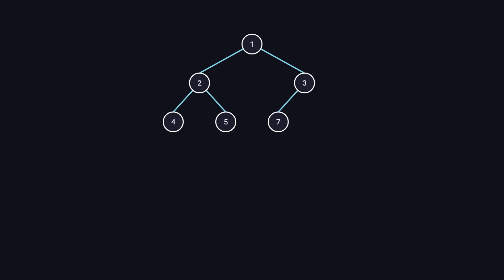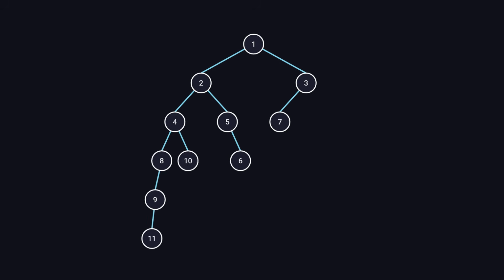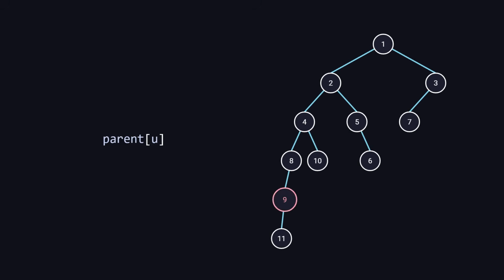Now, how do we actually solve this problem? The first idea you might have is pretty simple and intuitive. Since we already know the parent of every node u, we can just keep moving up the chain, setting u equal to parent of u repeated k times. At the end of the loop, we would have the kth ancestor stored in u.